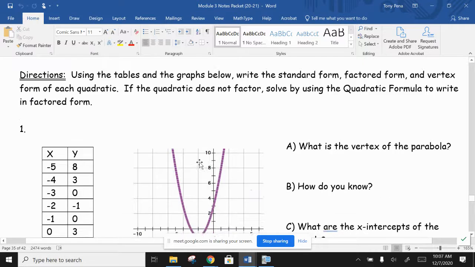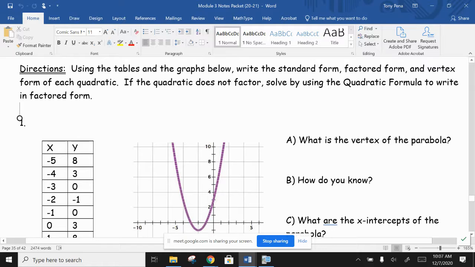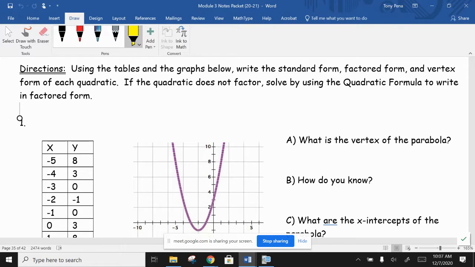And that's kind of the last thing that we want to get at with all of these quadratics. So if you look at your notes here, it says using the tables and the graphs below, write the standard form, factored form, and vertex form of all of our quadratic equations. If it doesn't factor, solve by using the quadratic formula to write it in factored form. All right, so that's kind of the key thing here. If we can't factor it, so obviously we know some of them can't, like we just quizzed on, we're going to solve it by using the quadratic formula. That's how we're going to do it for factored form.